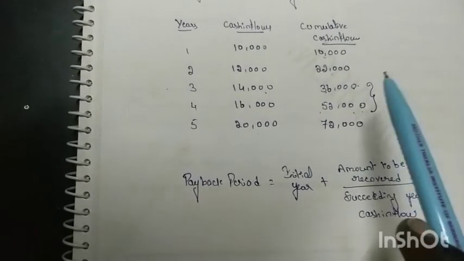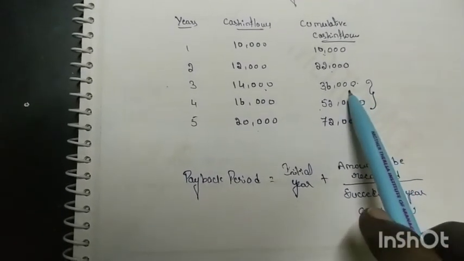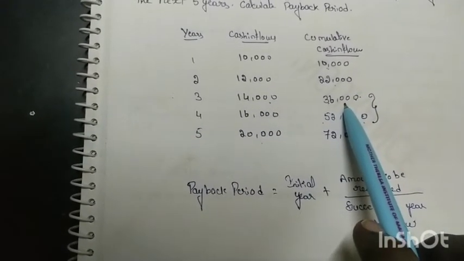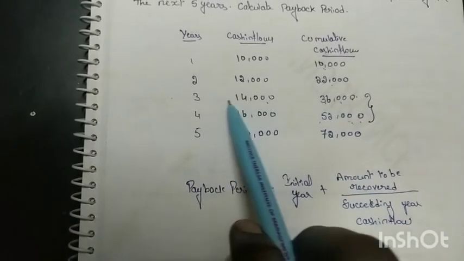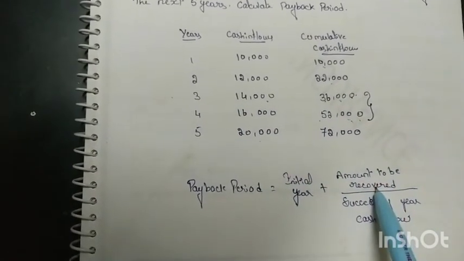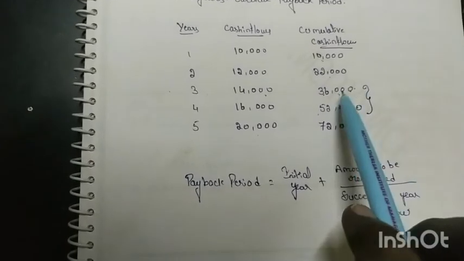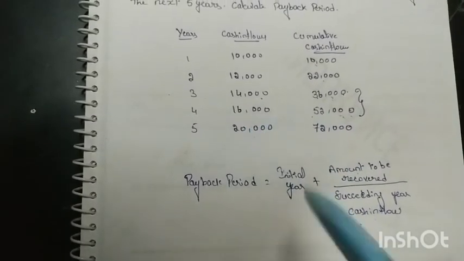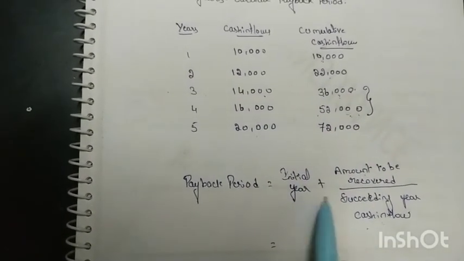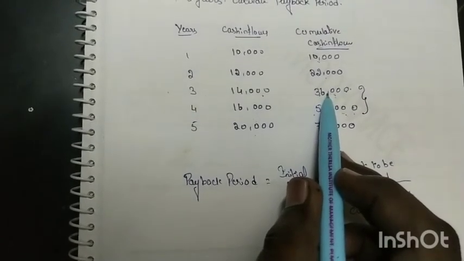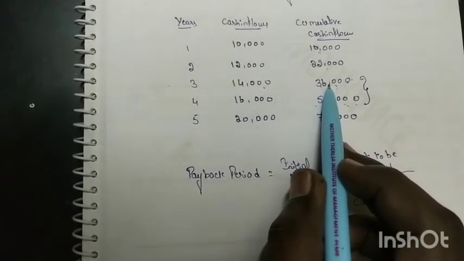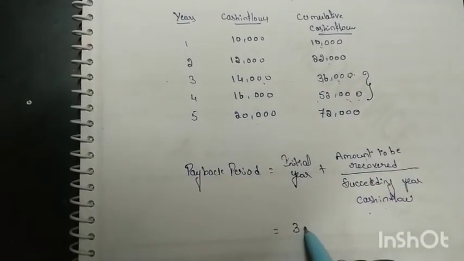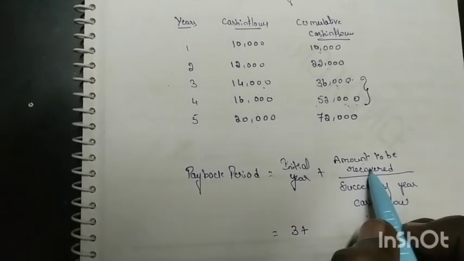Initial year means, here the initial investment or the project cost is lying between 2 years. So the year where we have the amount less than the project cost will be considered as the initial year, and the amount to be recovered is the original investment minus that amount, and for the succeeding year we take the next year's cash inflow. So here, in the third year we have 36,000, which is nearest to the cost of the project and less than it. So the third year will be considered as the initial year.